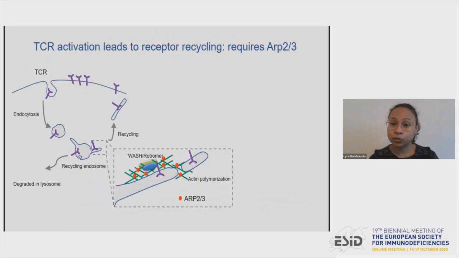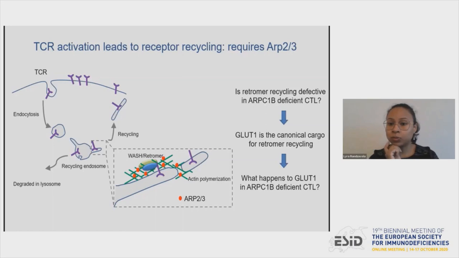It is known that Arp2/3 is involved in receptor recycling. For example, upon activation, TCR is internalized, trafficked through the recycling endosome, and recycled back to the plasma membrane. This is possible through the collaboration of the nucleation promoter factor WASH with the retromer recycling machinery, which allows for the endosomal fission of the tubule and the transport of the TCR back to the plasma membrane. So we asked whether recycling may be defective in ARPC1B deficient patients.